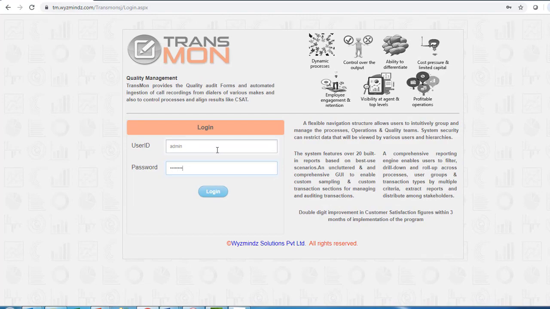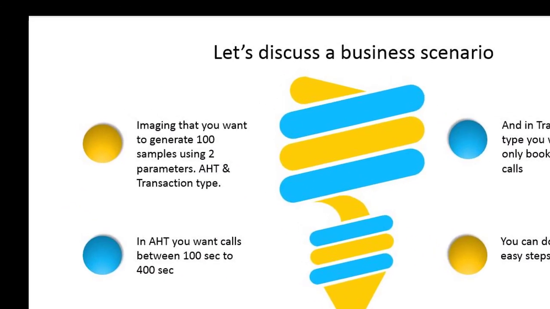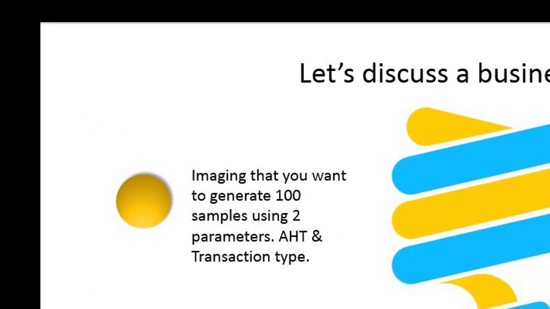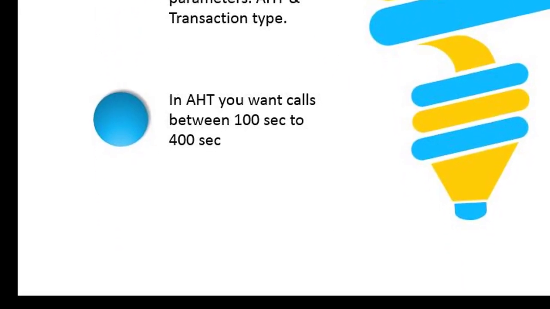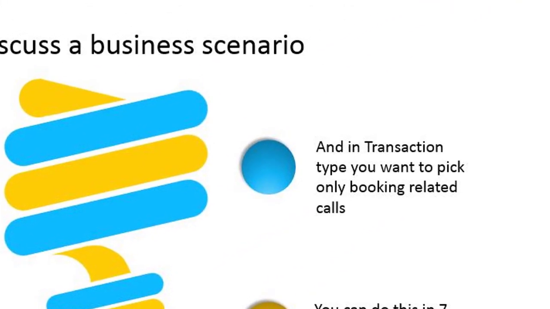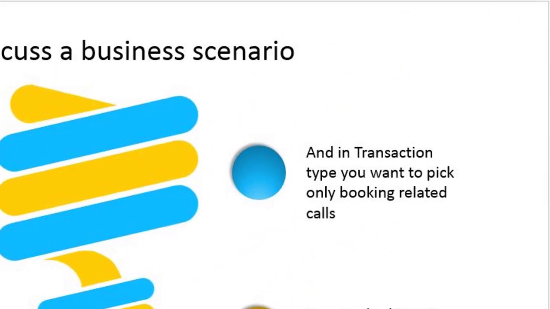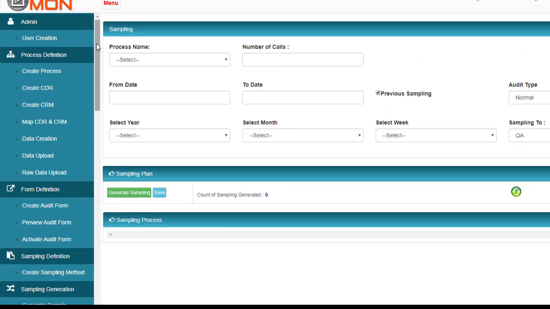Let us discuss a business scenario. Imagine that you want to generate 100 samples using two parameters: average handle time and transaction type. In average handle time, you want calls between 100 seconds to 400 seconds, and in transaction type, you want to pick only booking related calls. You can do this in 7 easy steps.